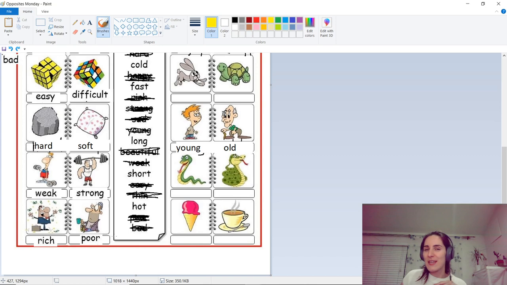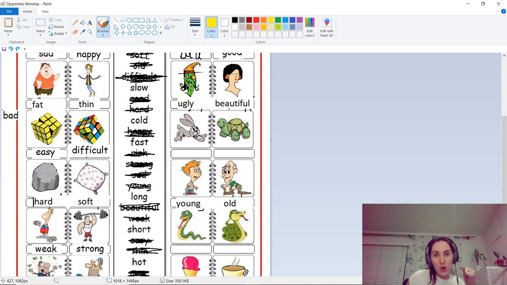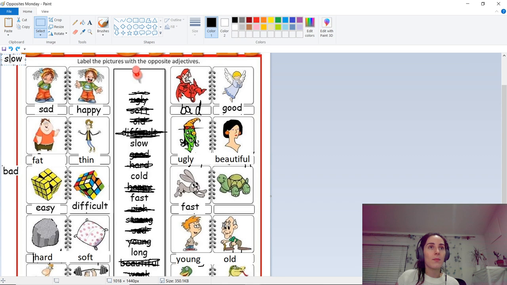Which one of these words could we use for the running rabbit? Do you think the rabbit runs slow or fast? Fast. I think so too. Okay, so if the rabbit runs fast, let's put fast here. And the opposite of fast is slow, very slow. So, the rabbit is fast, right? And the turtle is slow. Let's add slow. Okay. Excellent.